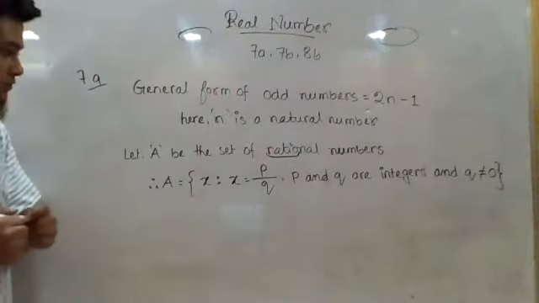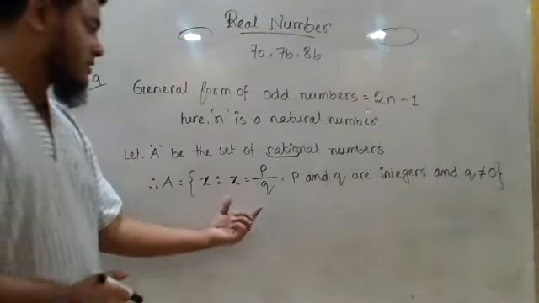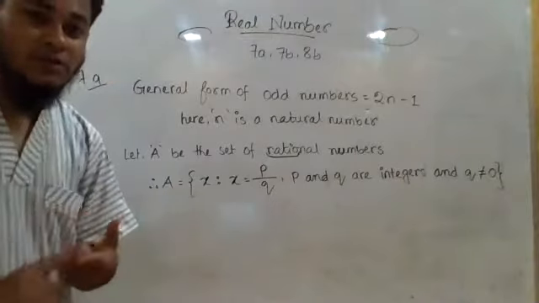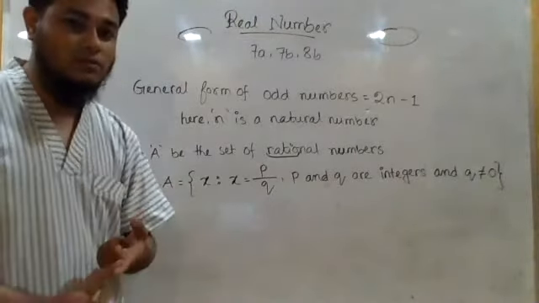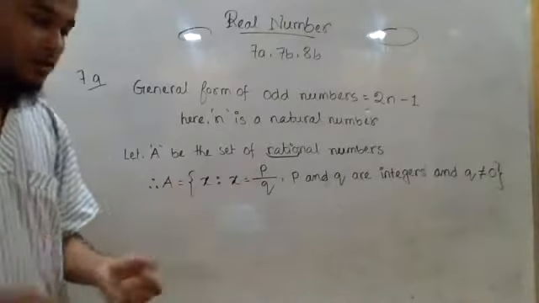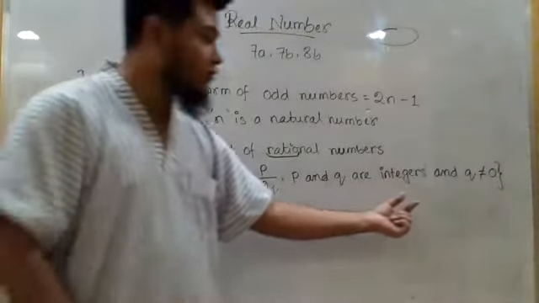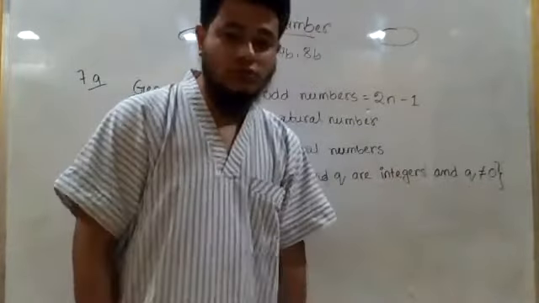But mentioning only that x is equal to p by q is not enough. You have to define who p and q are. You have to tell what p and q represent. So p and q are integers. Also, you have to mention q is not equal to 0.